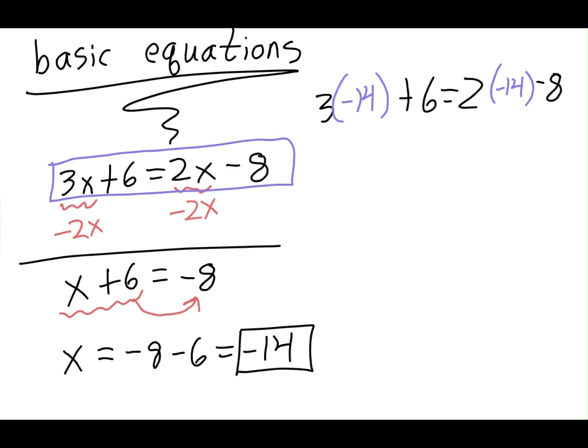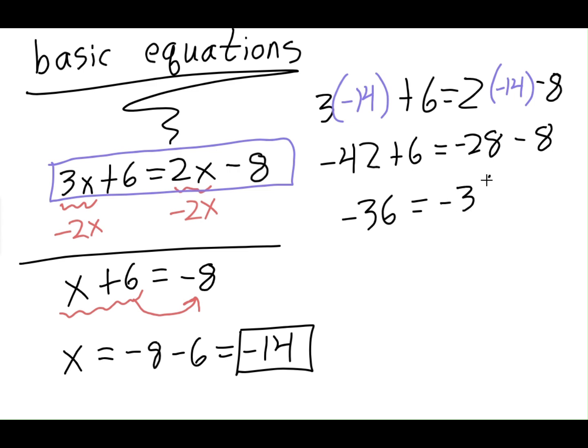So I don't know, what is 3 times 14? I'm going to need my calculator for that. But that's going to end up with negative 42 plus 6. Is that equal to 14 times 2, which is negative 28, minus 8? So negative 42 plus 6, that's the same thing as 6 minus 42, which is negative 36. And we have negative 28 minus 8. Hey, that's negative 36. So if you end up with something like this, you know you got it right. So our answer is, in fact, negative 14, and we've double-checked to make sure that we are correct.